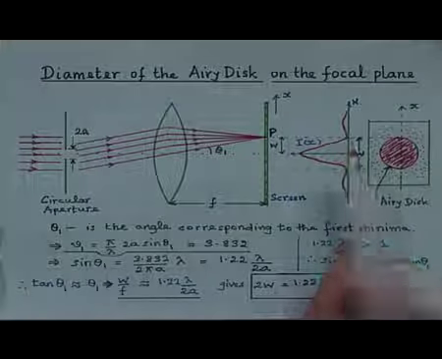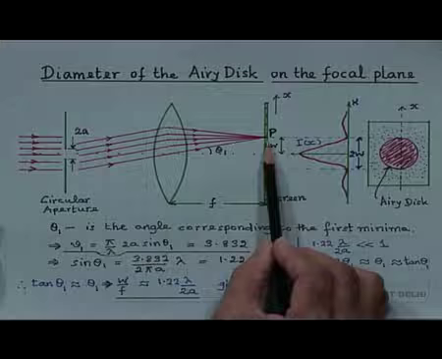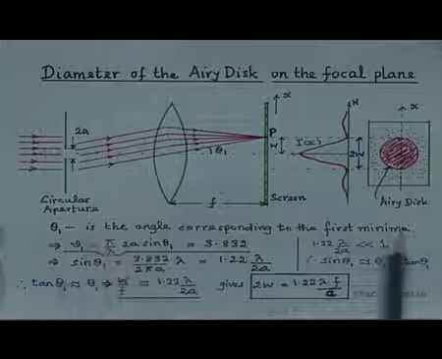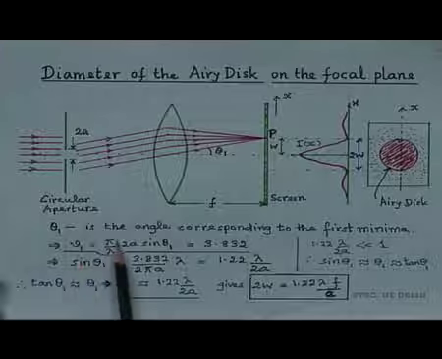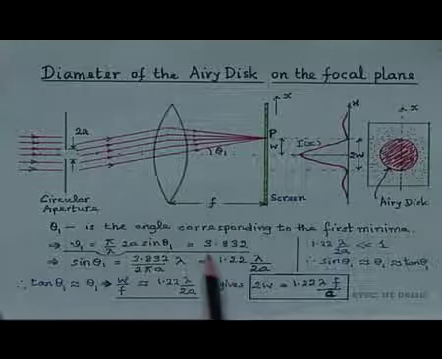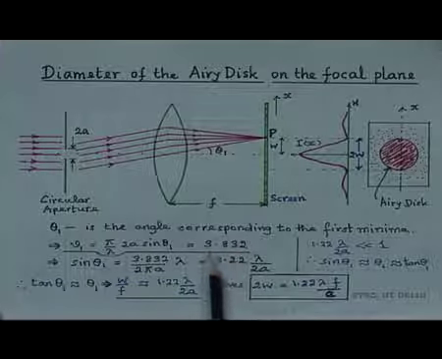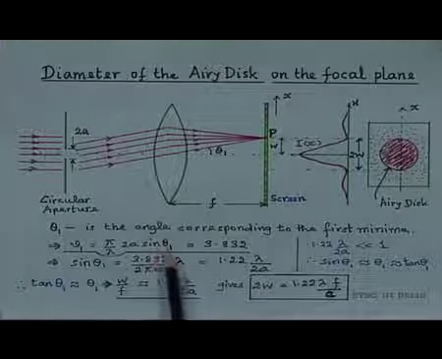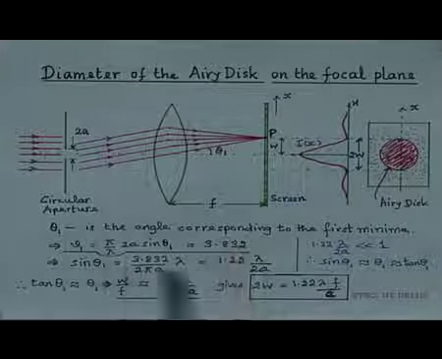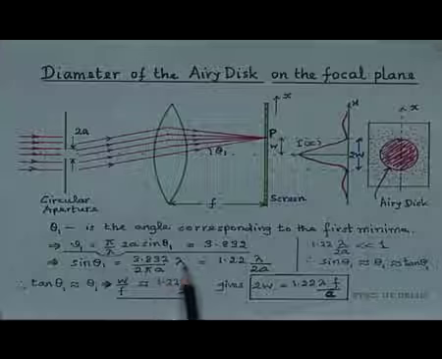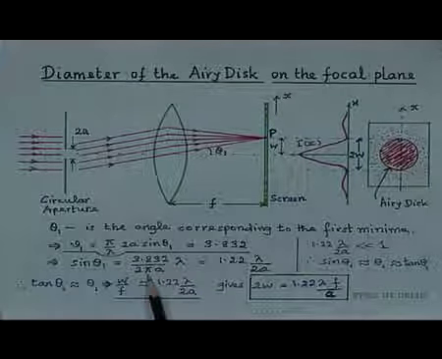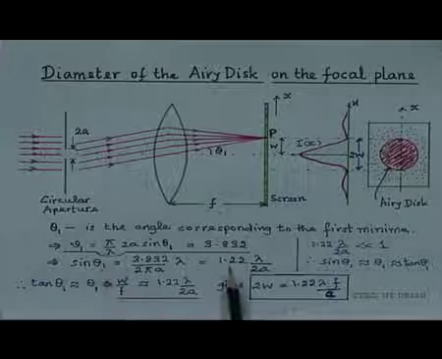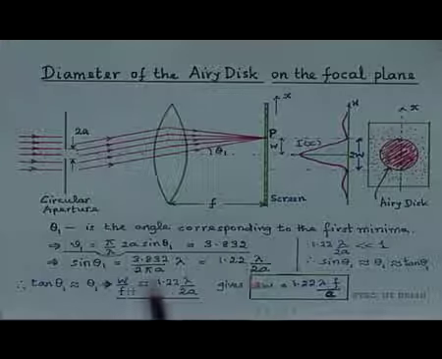The angle theta 1 shown in the diagram corresponds to the first minima on the screen, which is given by V1 equal to pi by lambda 2a sin theta 1 equal to 3.832. We have already discussed that this is the first zero of the Bessel function. This implies sin theta 1 equals 3.832 divided by 2 pi a into lambda. Now 3.832 by pi, approximately 3.14, gives us 1.22, and therefore sin theta 1 is equal to 1.22 lambda divided by 2a.